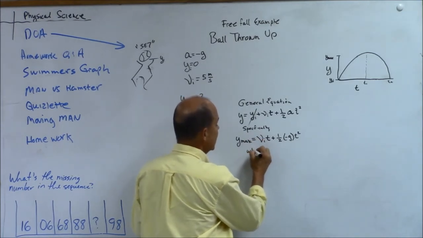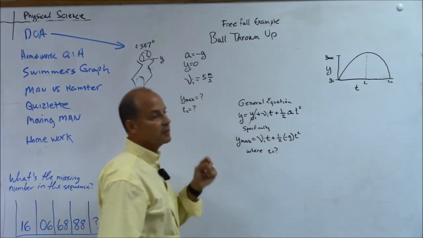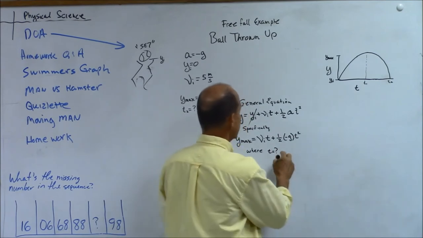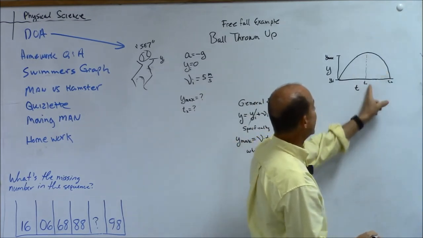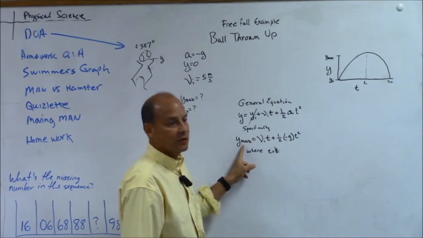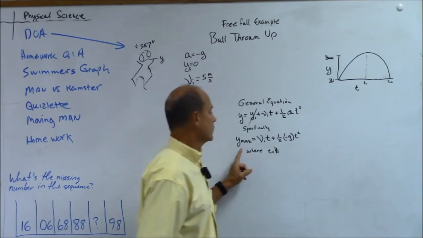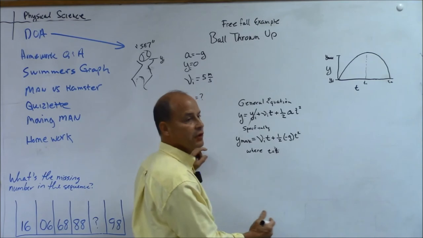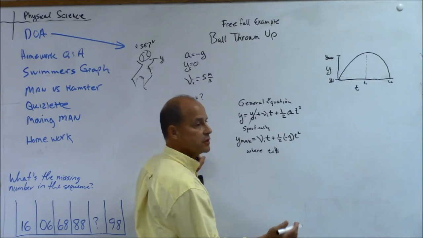This is our specific equation, but T is still yet to be determined. We know what we want T to be. This is going to be Y max at T1. At T equals T1, we're going to get Y max. But we don't know what T1 is yet. We have to use another equation to find T. I'm just going to put it up here because you guys could look at your notes, I'm sure, and we could talk about which one of the four equations to use.